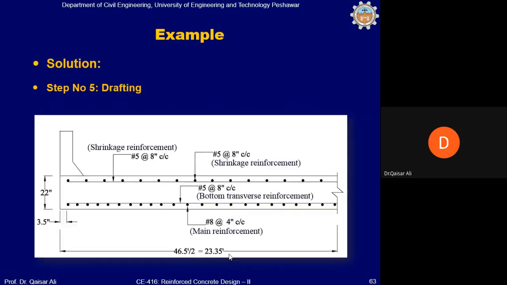Finally, the bridge reinforcement will look like this. This is the number 8 at 4 inch center to center main reinforcement, which is shown as dots because the section is taken along the width of the bridge. So main reinforcement will look like dots, which has been placed along the length of the bridge. The transverse reinforcement along the width of the bridge is this number 5 at the rate of 8 center to center. Top longitudinal and transverse reinforcement are both placed as number 5 at the rate of 18 center to center.